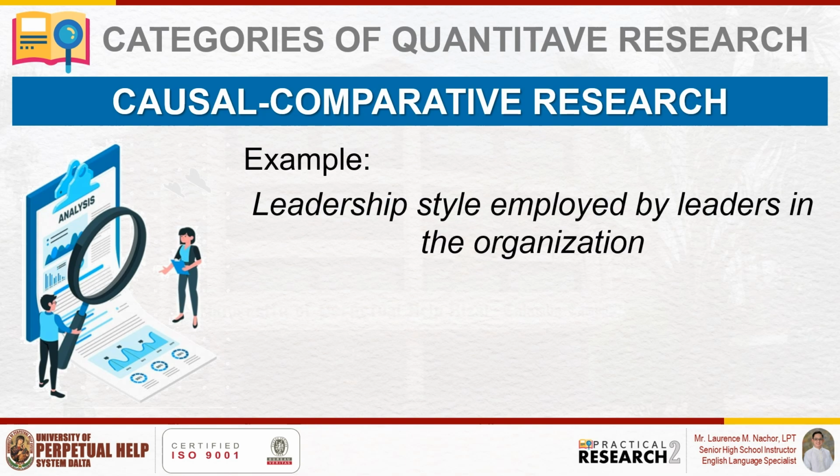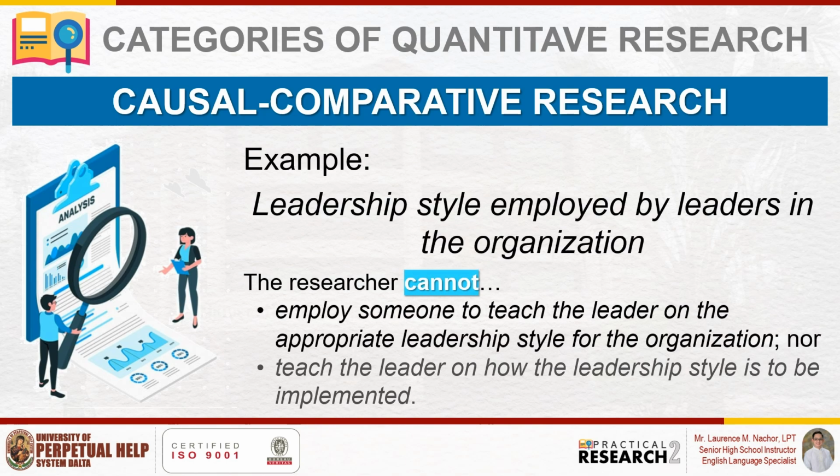So let's have an example. In some cases, like leadership styles, researchers cannot teach or alter the behavior, but can still study its impact. Like the leadership style employed by leaders in the organization, the researcher cannot employ someone to teach the leader on the appropriate leadership style, nor teach the leader on how the leadership style is to be implemented. So that is actually causal comparative research.